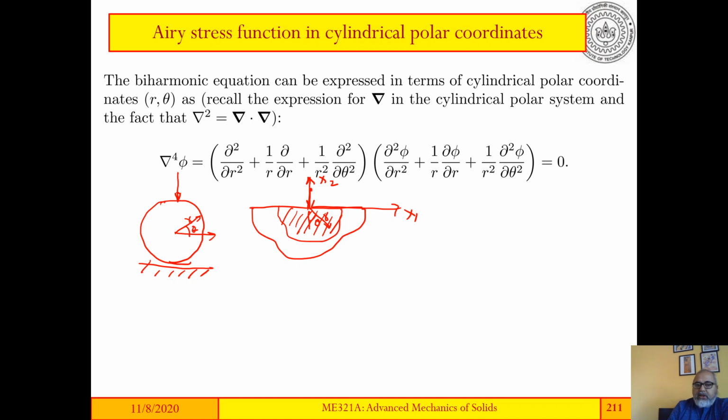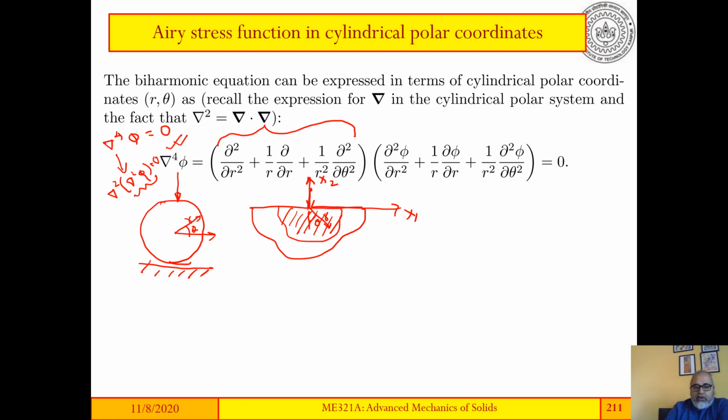Now we will neglect body forces for the time being, so we know that we have to solve del 4 phi equal to 0. In other words, we will have to find a phi that satisfies this biharmonic equation, and we know already that this del 4 is del square of del square phi. So this equal to 0 is what we need to solve. And long time back, when we did conversion from Cartesian to cylindrical polar, we had noted that the del square operator in cylindrical polar is this. So operate on phi with the del square operator 2 times to get this equation.